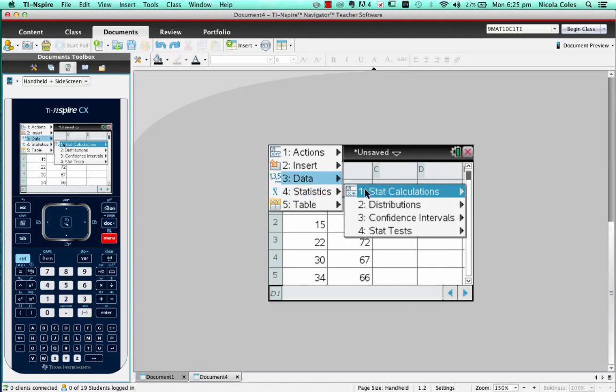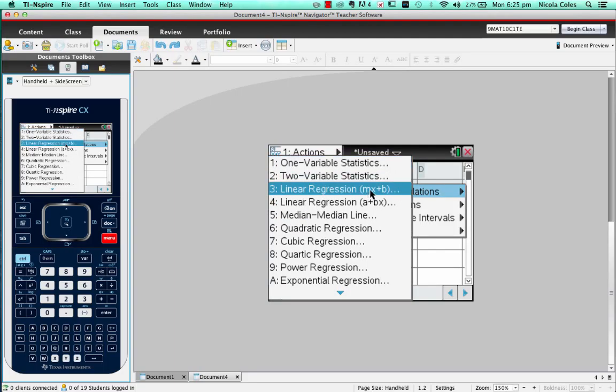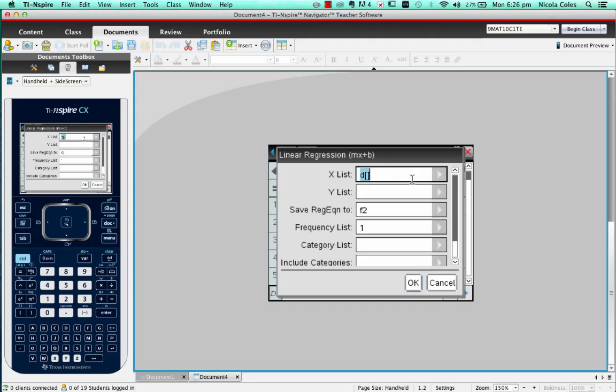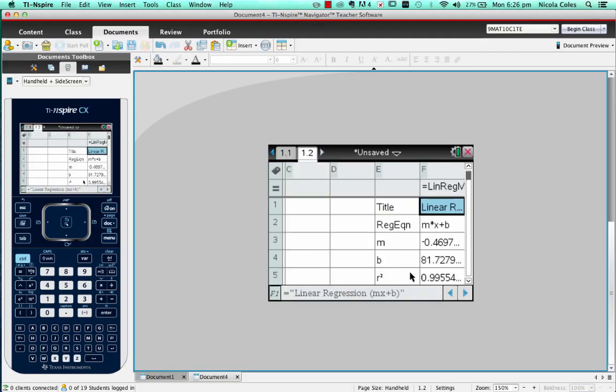So if you go to stats calculations and do a linear regression, because we know if we're dealing with correlation, we're dealing with linear. Where's the X list? Well, we called it X and we called the Y list very helpfully Y. Save regression equation 2. This just says where it's put in the answers. So you can leave the rest of it and click OK. And we're shown this here.